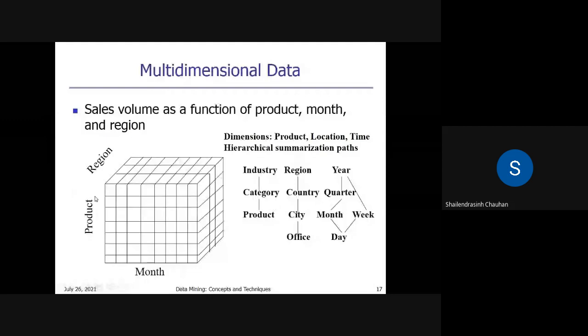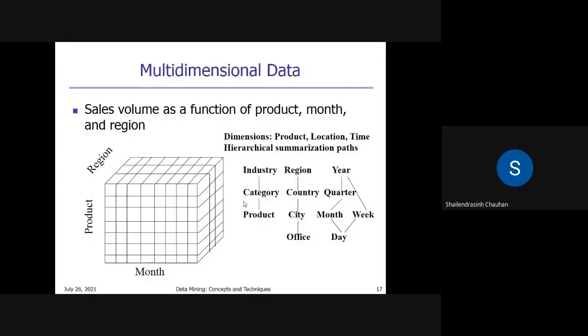And region. For region, you again have a kind of hierarchy. You can represent it with respect to country, state, city, and office. Now, for month, you can represent the same in other formats also. Which format? In years, quarters, months, weeks, and days.